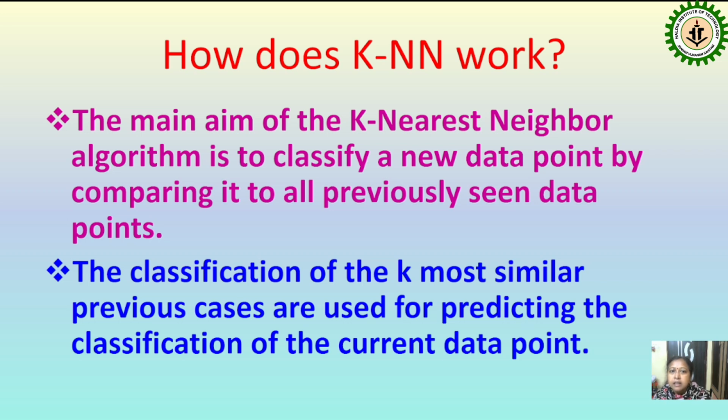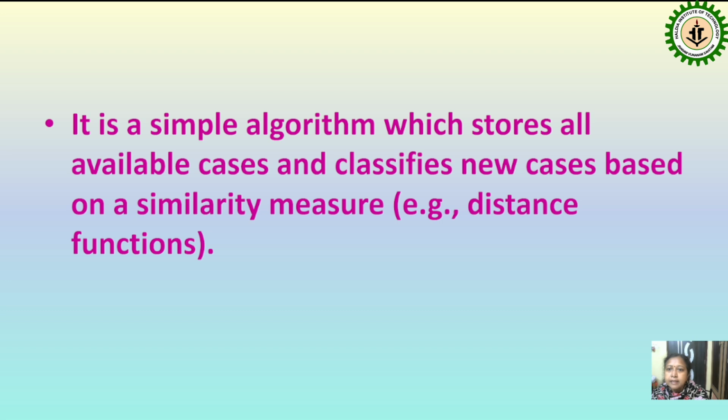How does it work? The main aim of the k-nearest neighbor algorithm is to classify a new data point by comparing it to all previously seen data points. The classifications of the k most similar previous cases are used for predicting the classification of the current data point. It is a very simple algorithm which just stores all the available cases and later classifies new cases based on a similarity measure.